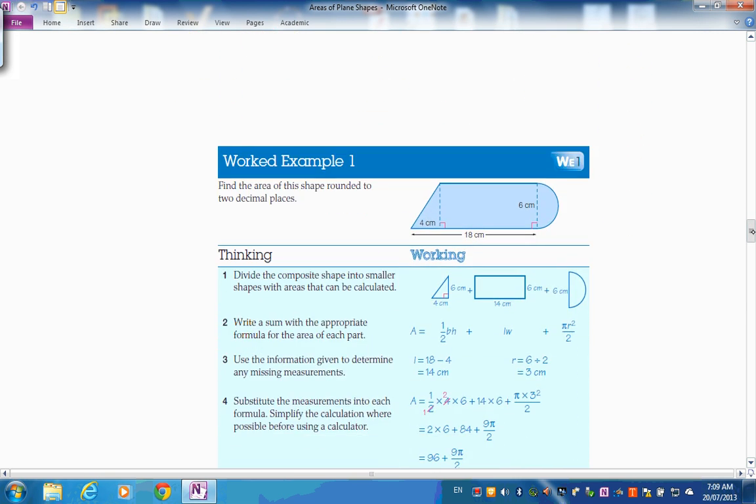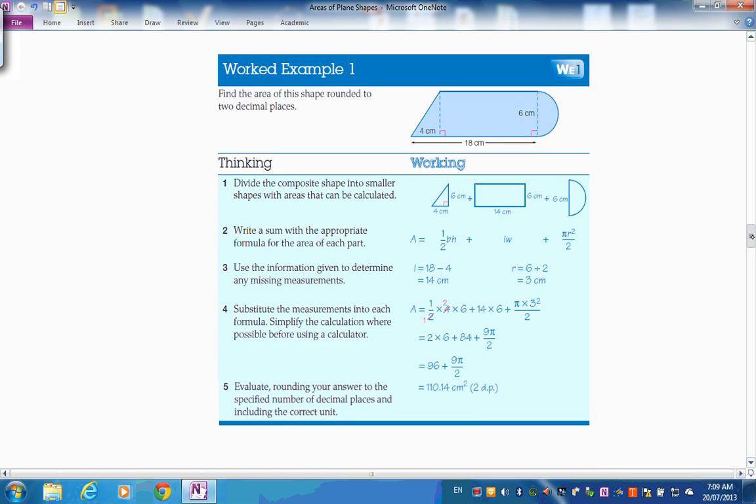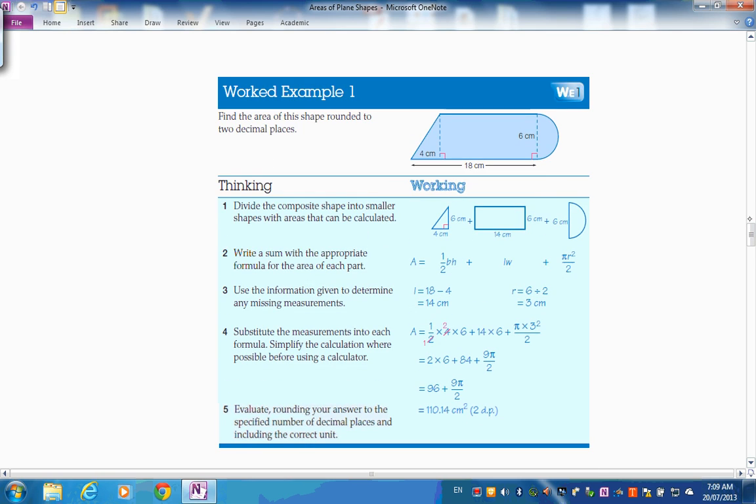I'm using Pearson's textbook here for the new national curriculum. And so here we're going to start with a composite figure, the one that I just gave you there. So let's split it up. We've split it up into 3 known shapes. Not a bad idea to draw them. This line, however, is extremely important.